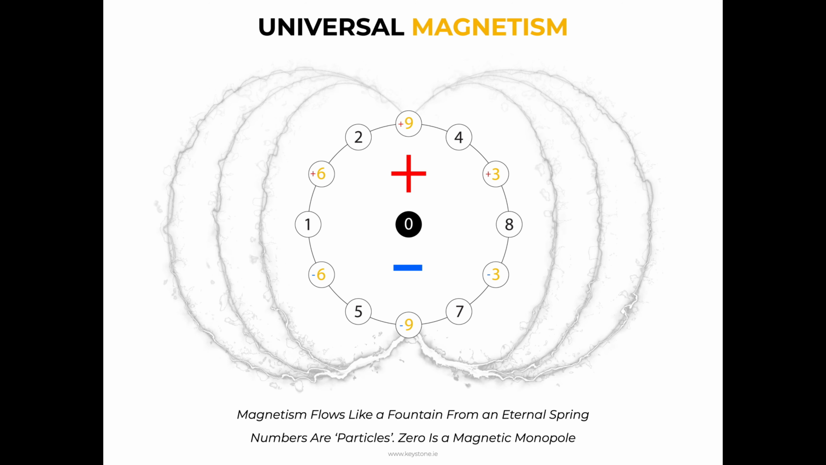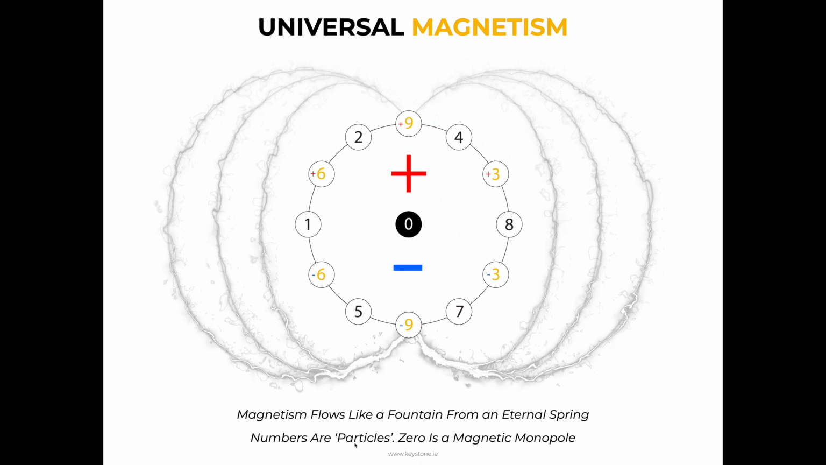Magnetism flows like a fountain from an eternal spring. Numbers are particles. They're mind particles. And 0 is a magnetic monopole. A monopole is both charges at the same time. So it's not a north pole and a south pole. It's a singularity.